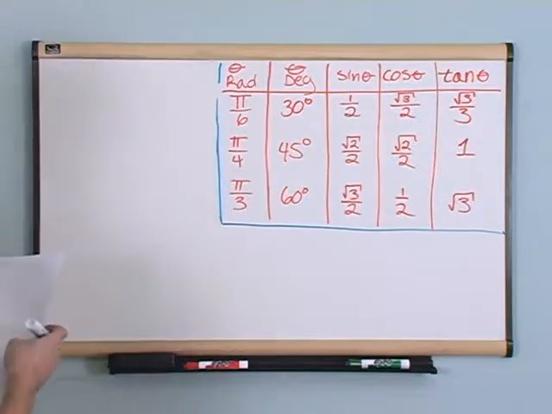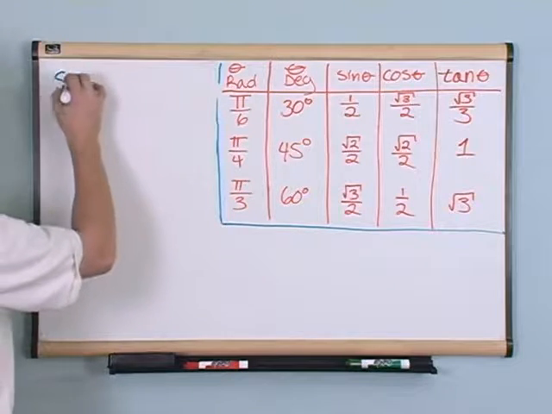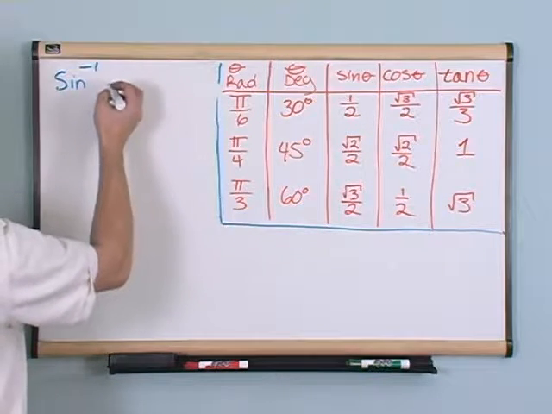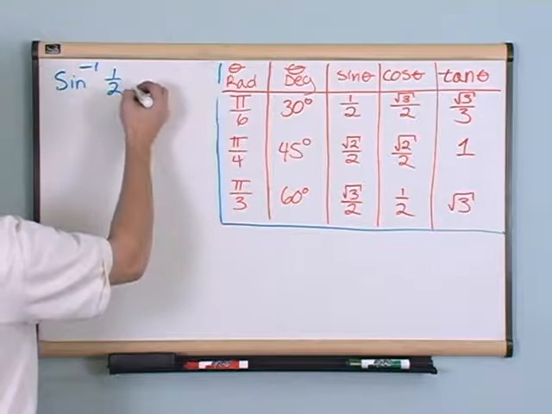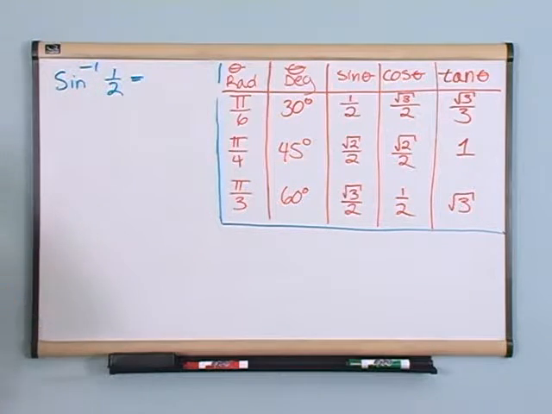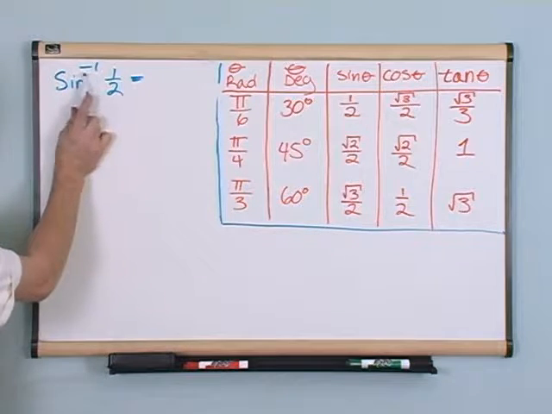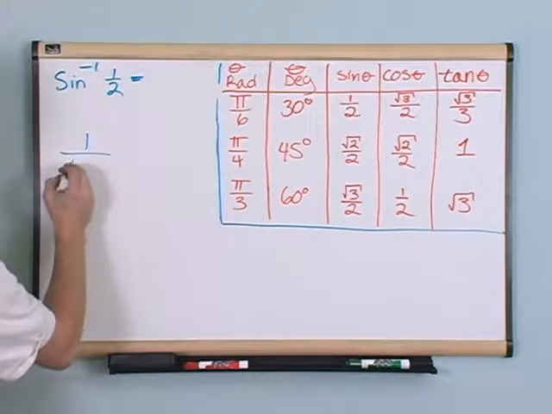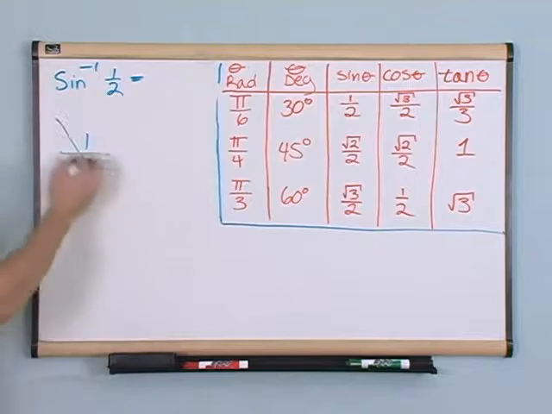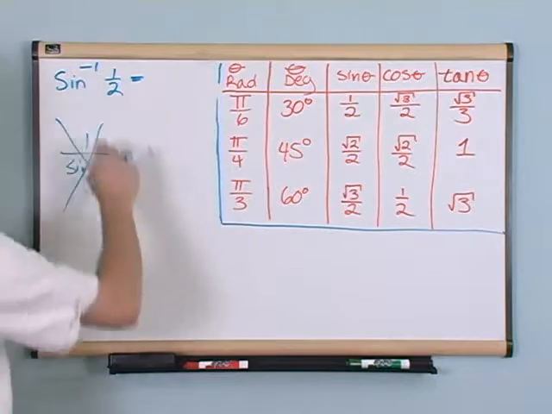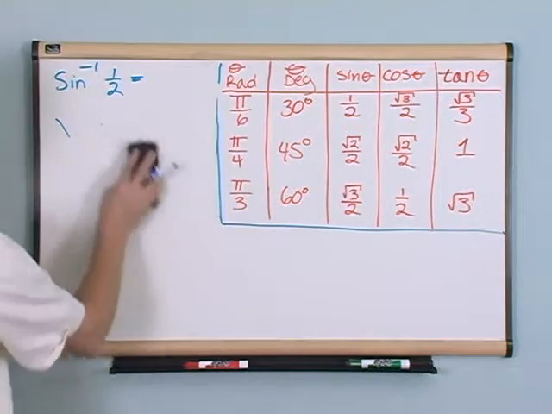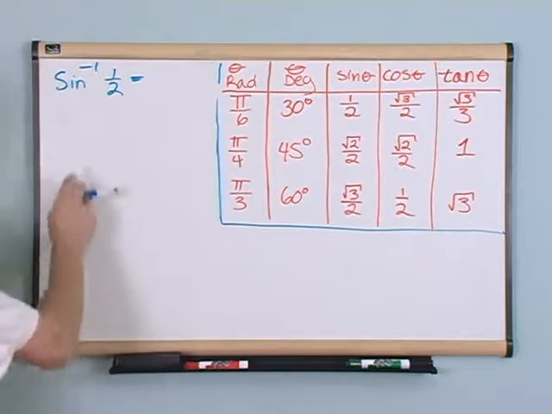And we're just going to do a few of them. But what if you have sine, I'll tell you what this means in a second, 1/2. What would this equal? This notation is called inverse sine. This -1 up here doesn't mean 1 over sine. Okay, it does not mean that. This is just a reminder to you that it's the inverse sine.